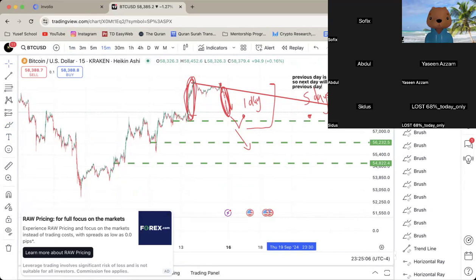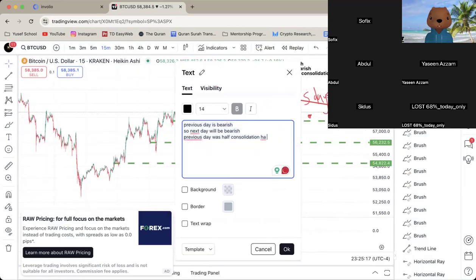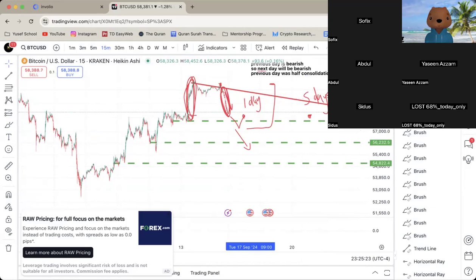Previous day was half consolidation, half volatility. Okay, this is literally what I do, guys, every time I trade. So today will be bearish, half consolidation, half volatility. The last 5 days were bullish, so the next 5 days are likely to be bullish. We'll be looking for bullish moves on swing.